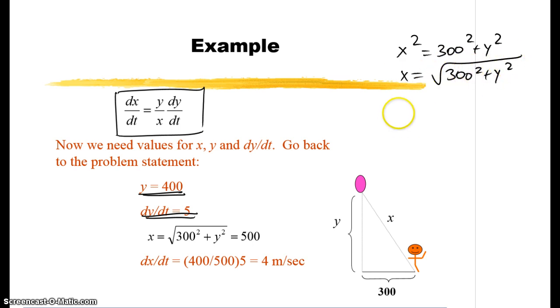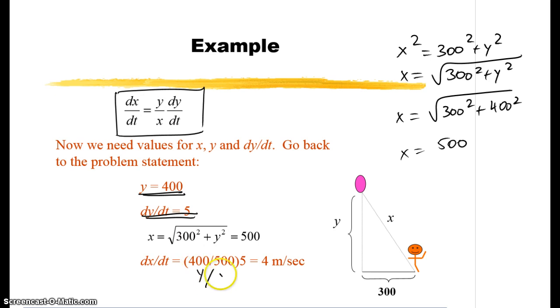And we know that y is 400. That's what they asked us in the question: find the rate when y was 400. That happens to give us x = 500. Okay, we know dy/dt is 5, so just go ahead and plug everything into this expression. y over x becomes 400 over 500, and you're multiplying that by 5, which is dy/dt. That's how we obtain 4 meters per second.